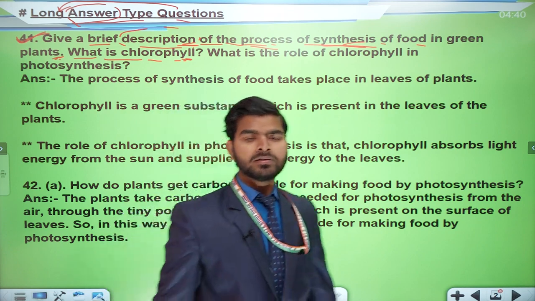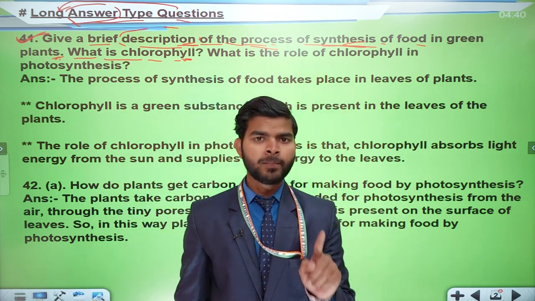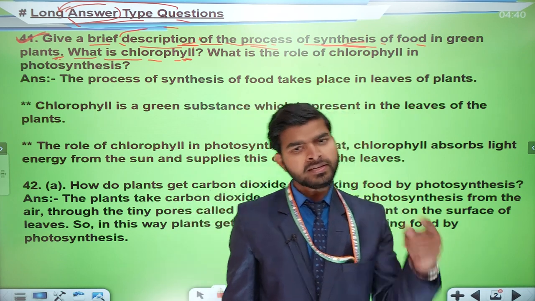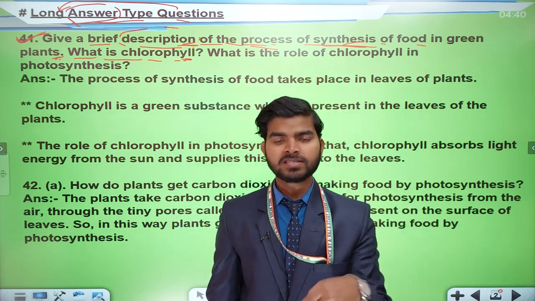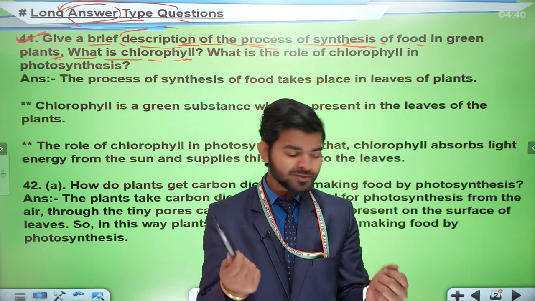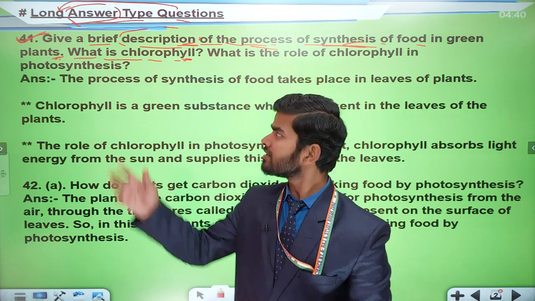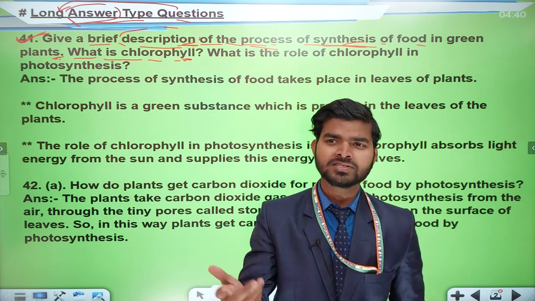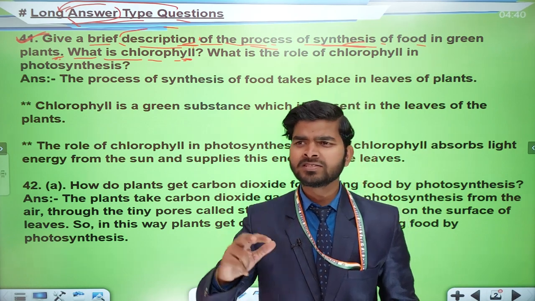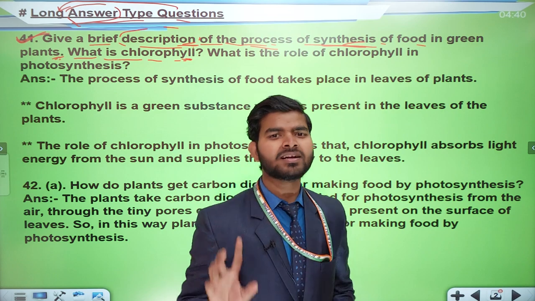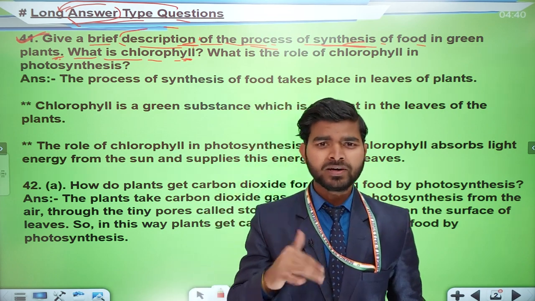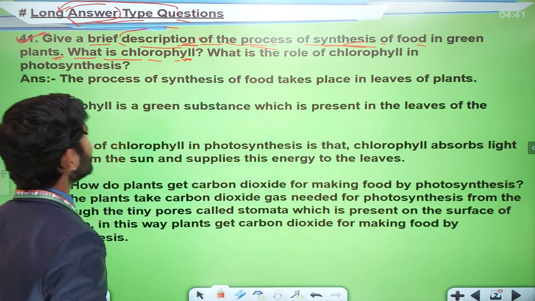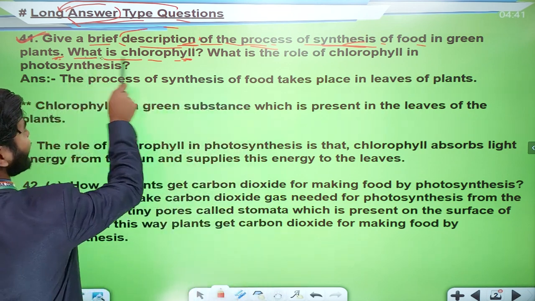The question is only one, but there are some more different questions in just a single question. Just like my body is only one, but I have two hands. Similarly, the question number is 41, but in question number 41 there is a mixing of some questions. That means maybe two or three questions in a single question. I hope you are understanding my thoughts. So what is chlorophyll?